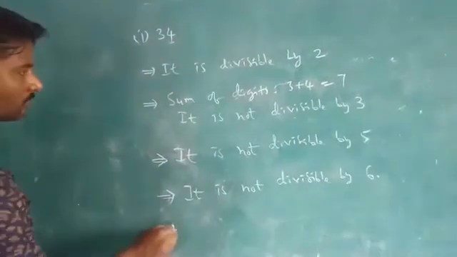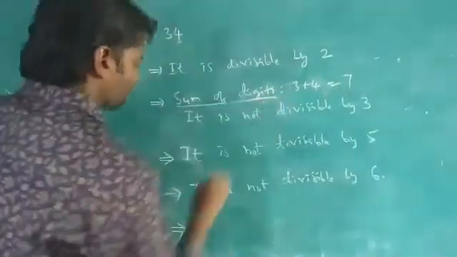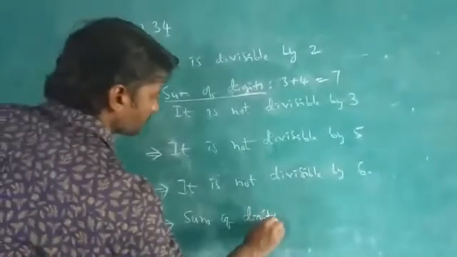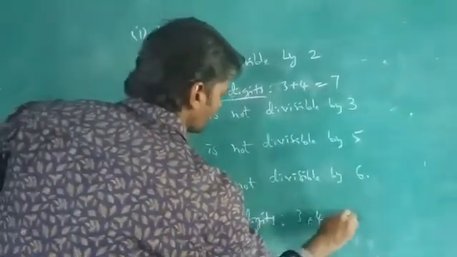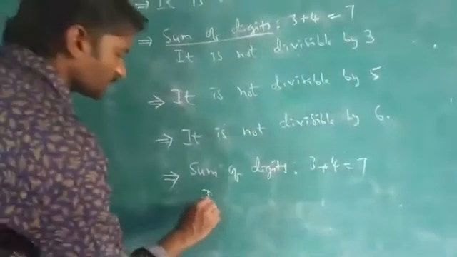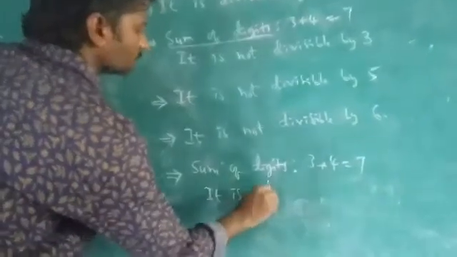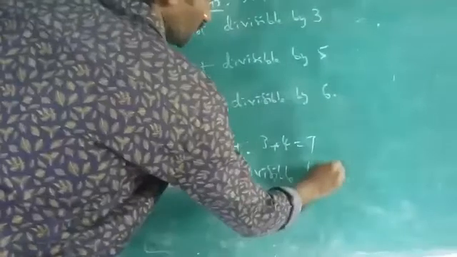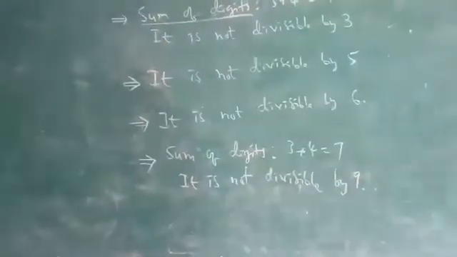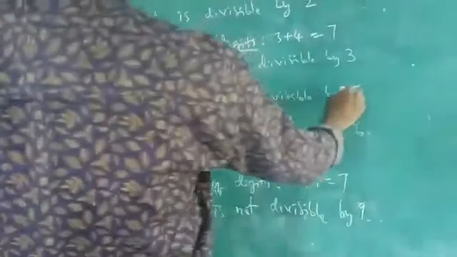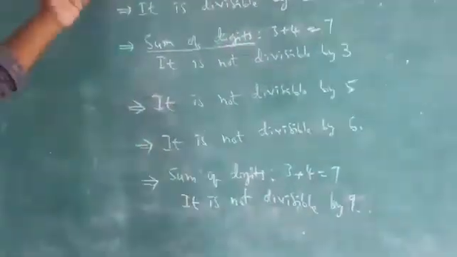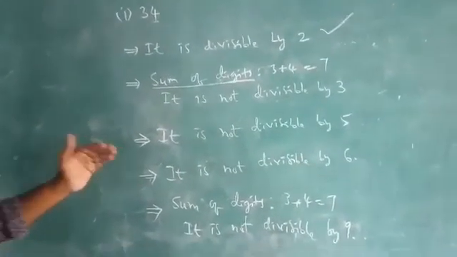But the 9 table, what is 9 again? Sum of the digits. We already did it here. Once again, sum of digits, that is 3 plus 4. Answer is 7. Comes to the 9 table. No, it is not divisible by 9. So it is only divisible by 2. Remaining all are not divisible by 3, not divisible by 5, and not divisible by 6.